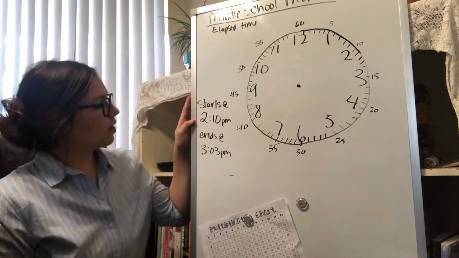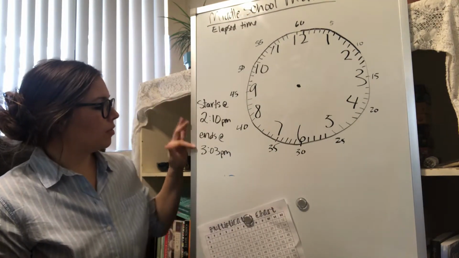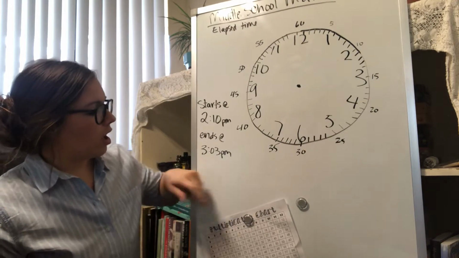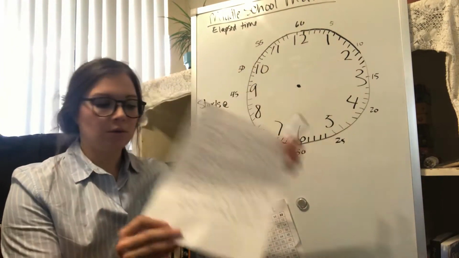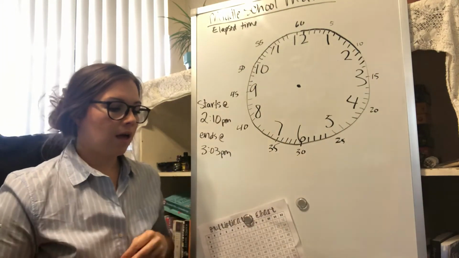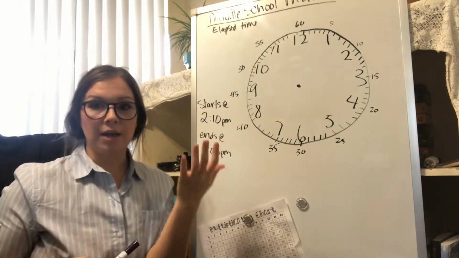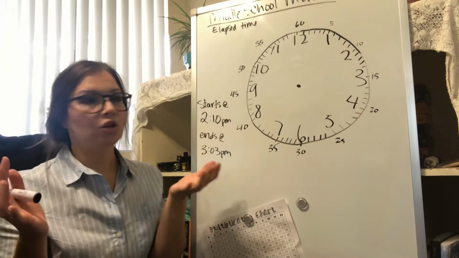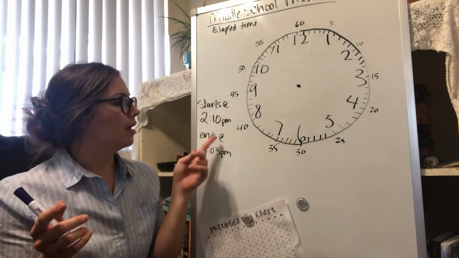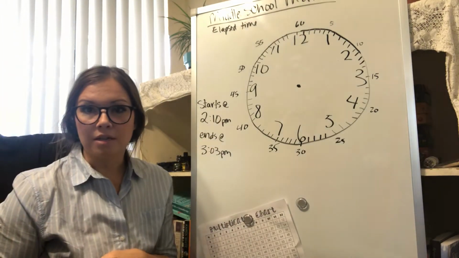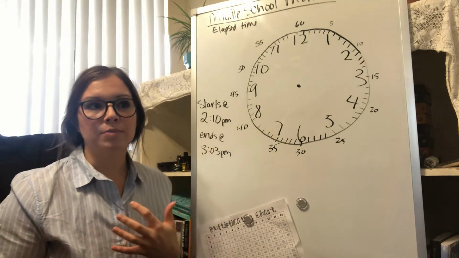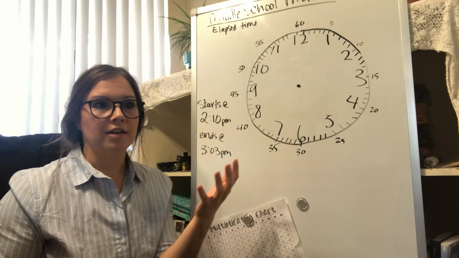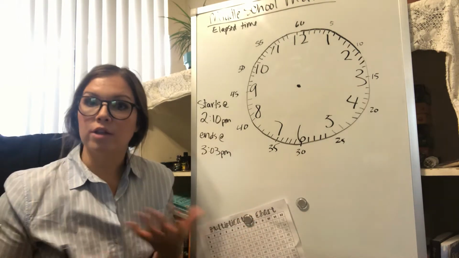I wrote a couple of places for us to start here on the board. Basically, you're going to get a little word problem. It's going to tell you a scenario and let you know what time something started, what time something ended, and your job is to say how much time elapsed during that event, okay? So elapsed time is basically the time that passed while you were doing something.